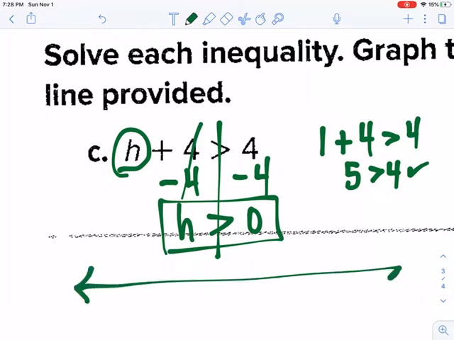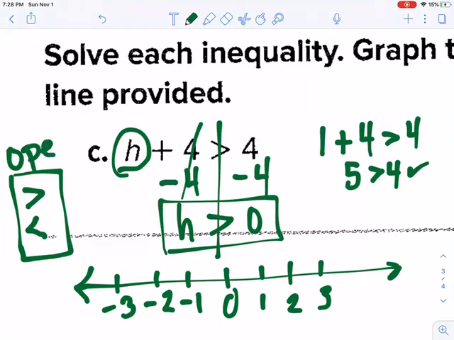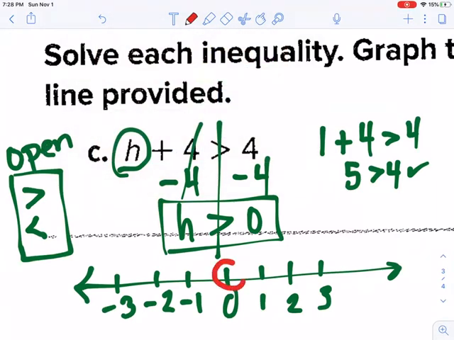All right, so we have to graph h is greater than 0. So you can draw your number line. All right, now if you have a symbol that is greater than or less than, okay, you're going to use an open circle. That means that 0 cannot be the answer. It has to be greater than, and because it's greater than, I'm going to draw my arrow to the right.